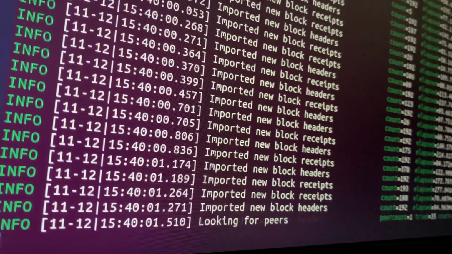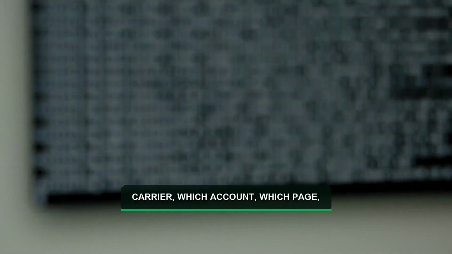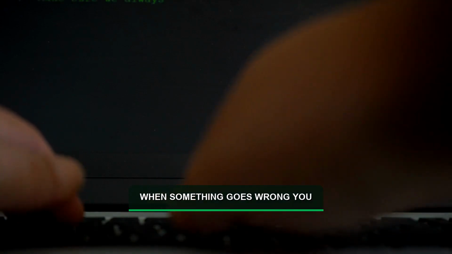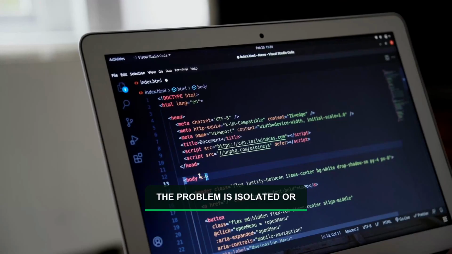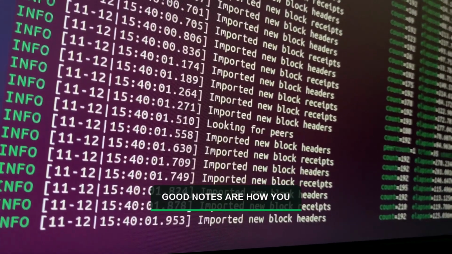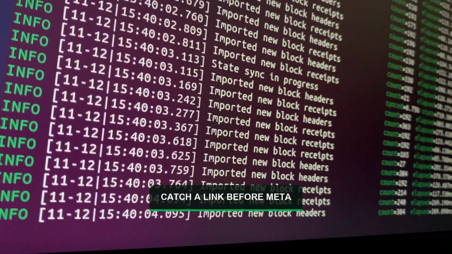Keep records. Which phone, which IP, which carrier, which account, which page, which card. When something goes wrong, you want to know instantly whether the problem is isolated or whether you accidentally shared something. Good notes are how you catch a link before Meta does.